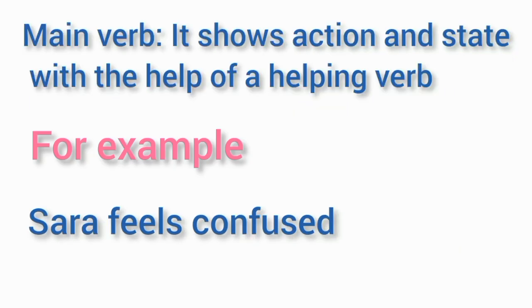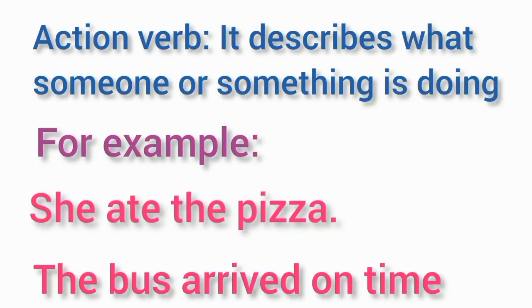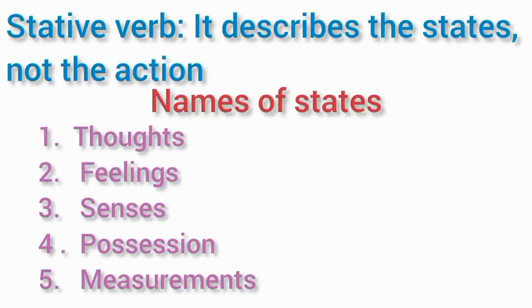Main verb. It shows action and state with the help of a helping verb. For example, Sarah feels confused. Action verb. It describes what someone or something is doing. For example, she ate the pizza. The bus arrived on time. Stative verb. It describes the states, not the action. Names of states: thoughts, feelings, senses, possession, measurements.